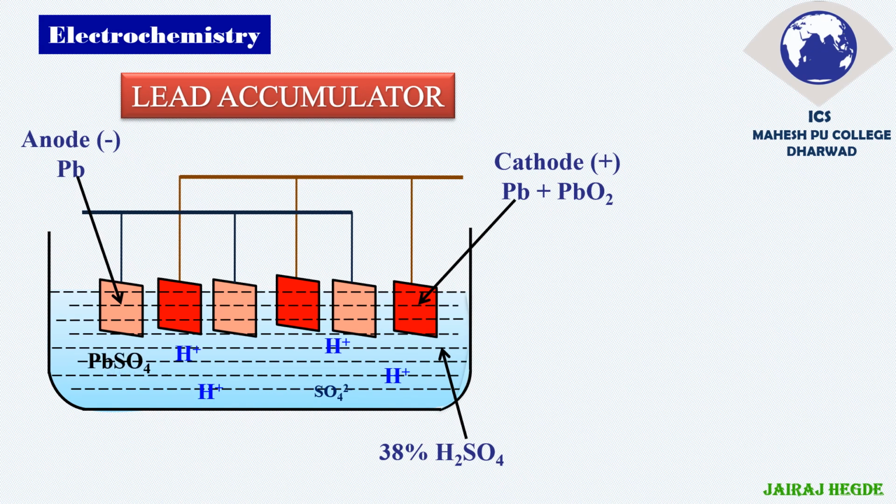Similarly, PbO2 comes to the solution and undergoes reduction and forms PbSO4. Here Pb also goes to PbSO4. Here also PbO2, Pb plus 4, goes to PbSO4. Here the oxidation is taking place. Here the reduction is taking place.